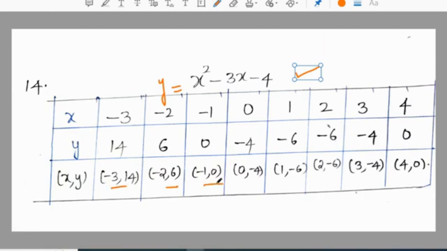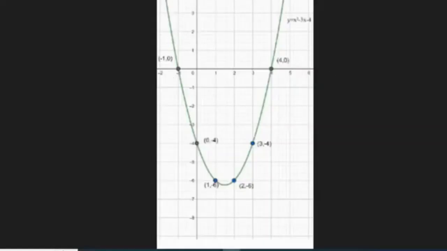So these points should be plotted in the graph sheet. After plotting the points, the graph looks like this. Clearly the graph is meeting the x-axis at minus 1 and 4. So minus 1 and 4 are the zeros of the given polynomial x square minus 3x minus 4.